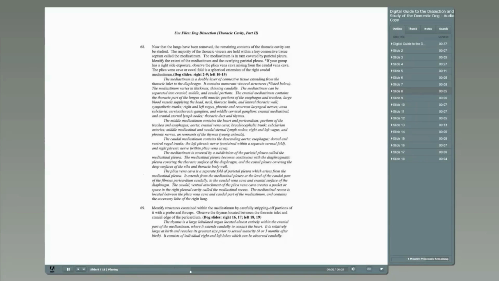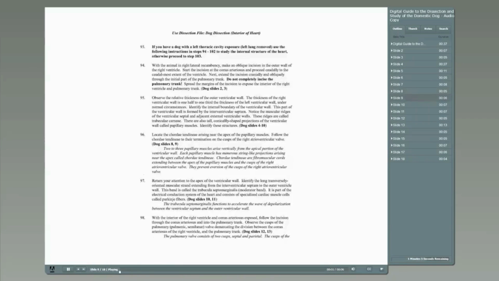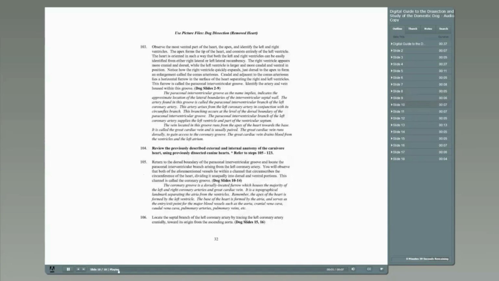Parietal pleura, mediastinum, and thymus are described on this page. Structures of the interior of the right ventricle are elucidated within these steps. Surface grooves of the heart, the paraconal, interventricular, and coronary, are explained on this page.